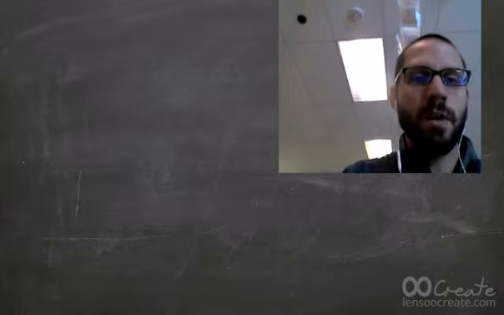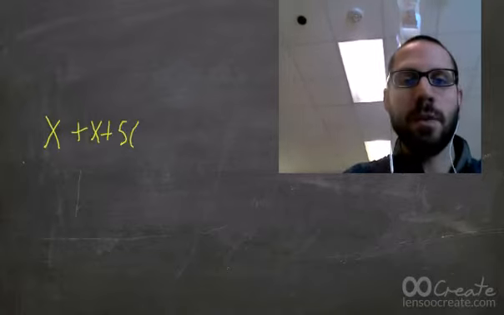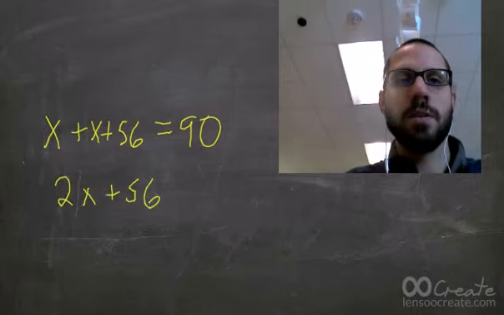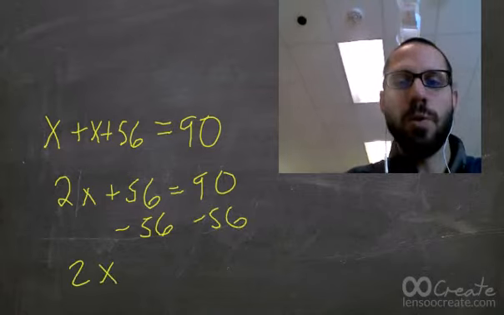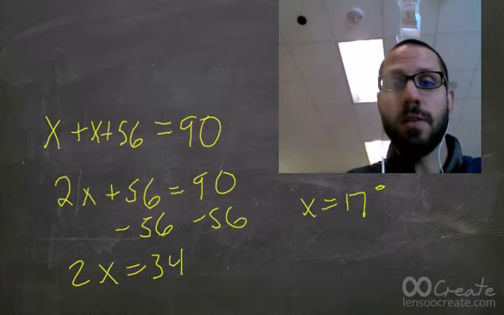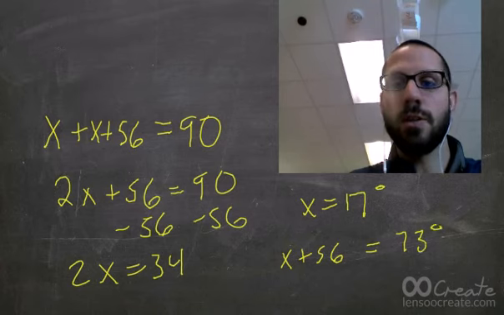And finally, the measure of an angle is 56 degrees larger than its complement. Complements add to 90. Combine our like terms. Subtract the 56. 2x equals 34. x equals 17 degrees. So x plus 56 should be 73 degrees. Now let's try some homework.